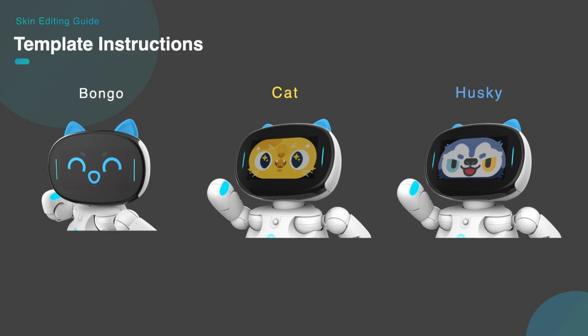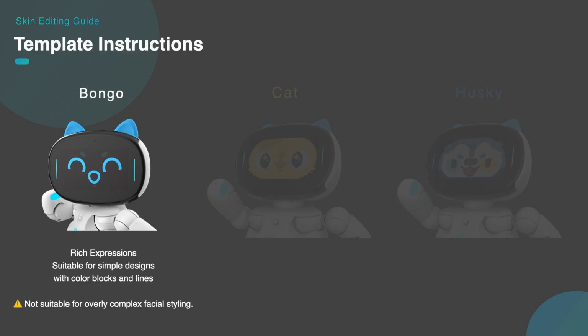In the Skin Editor, there are 3 character templates available: Bongo, Cat, and Husky, which are the built-in faces of the robot. These native materials can be used as a reference or modified directly. Different templates have distinct characteristics, so please pay attention when using them. The first character is Bongo, which is the default face of Kebi. It is simple, cute, and also has a sense of technology and rich expressions.